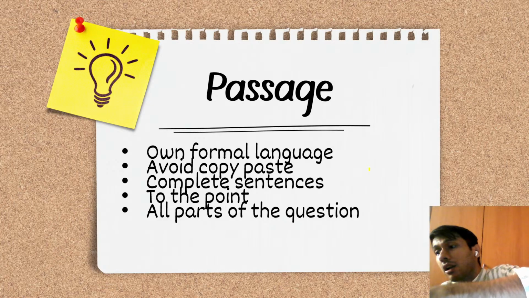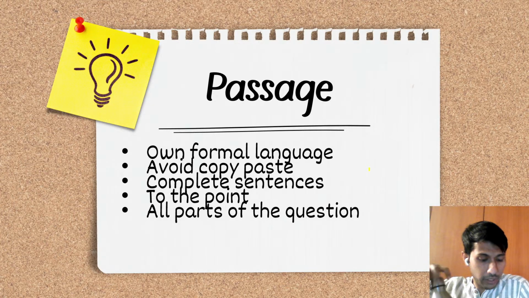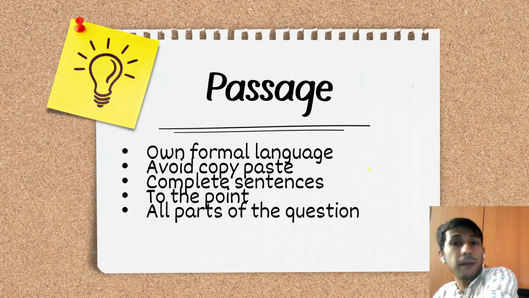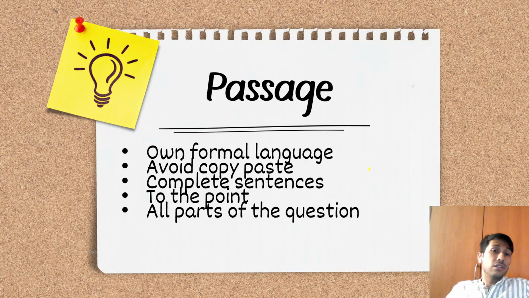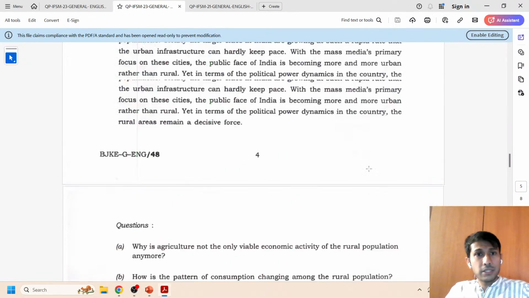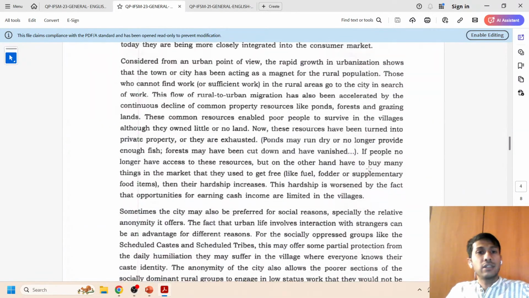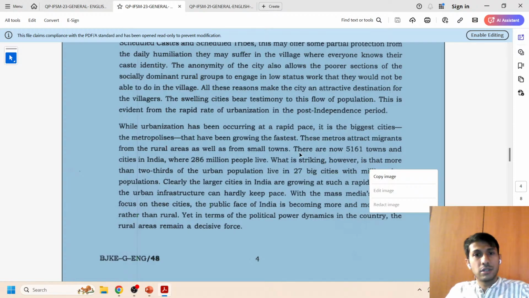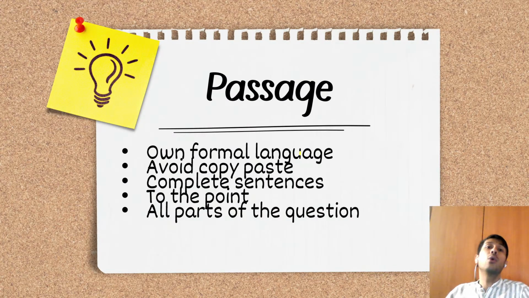You may have lots of other additional information that is not given in the passage, but that is nowhere supposed to be used. Only the information they have given in this passage has to be used to answer. The only thing is your own language, complete sentences without over elaborating, without copy pasting. If you can do that, you will get good marks in the passage.